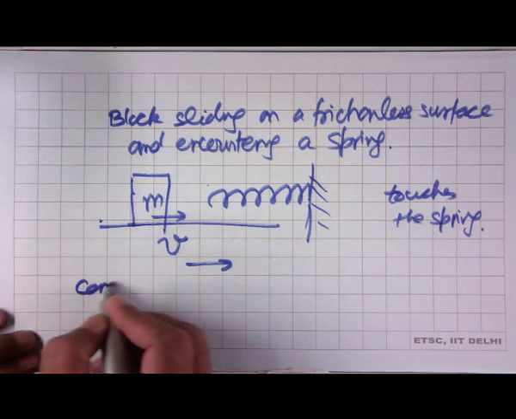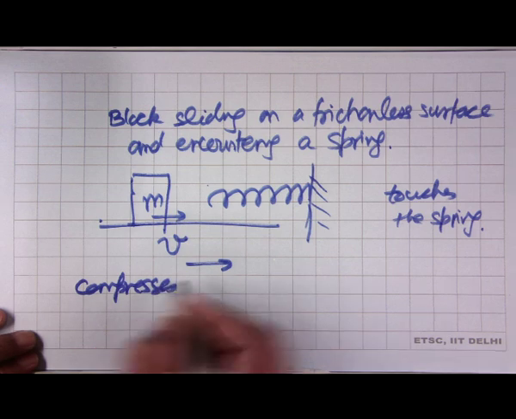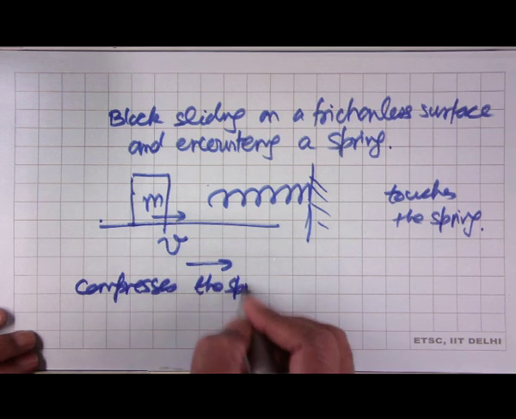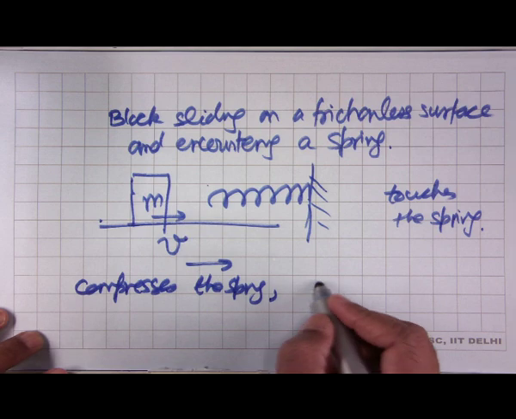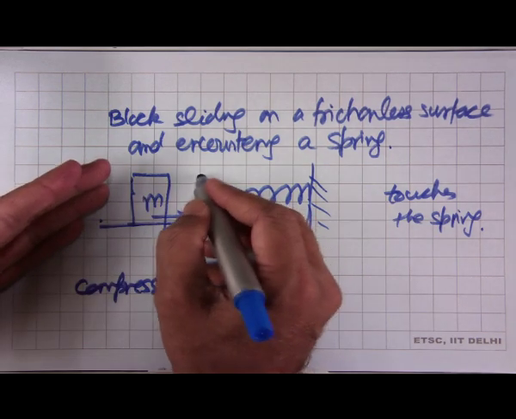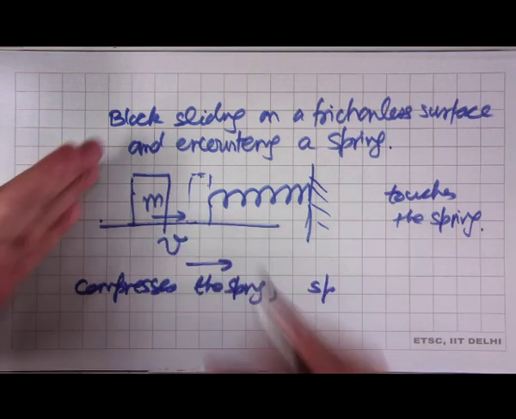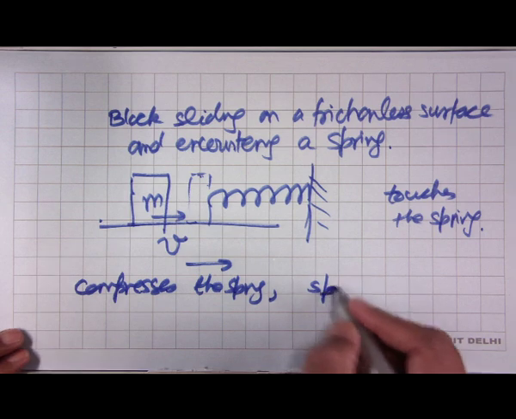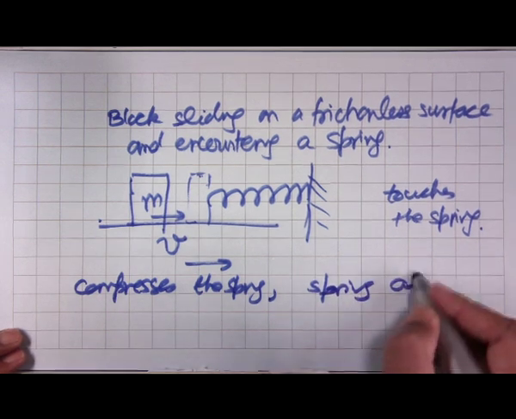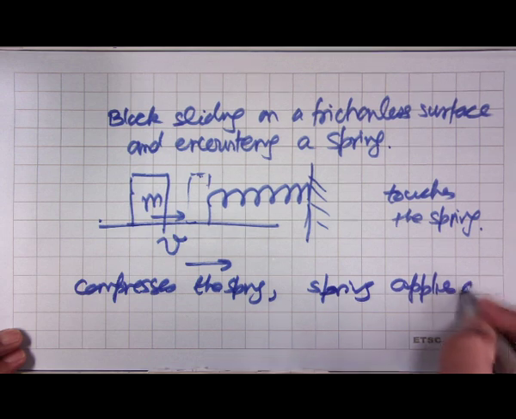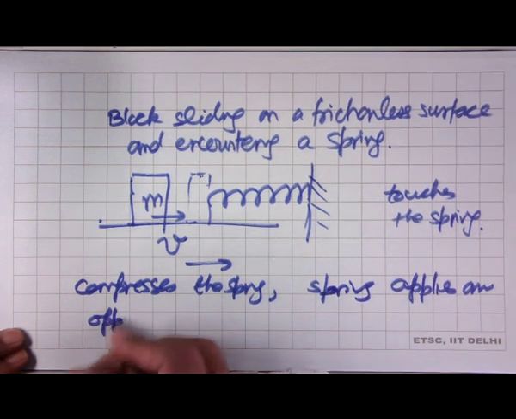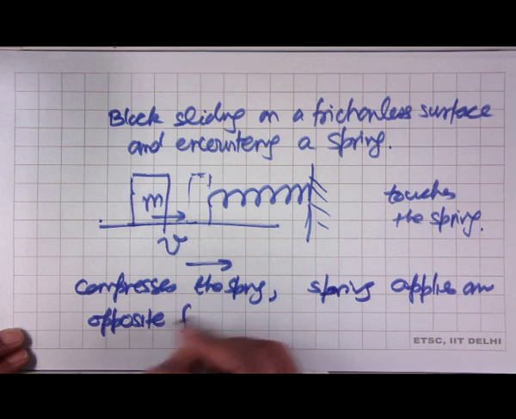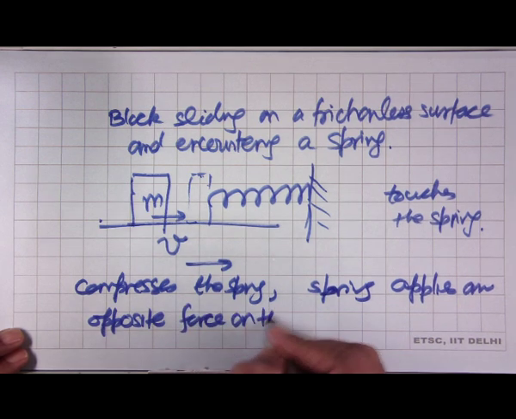Now when the block touches the spring, the block is moving forward, so this compresses the spring. What happens is once the block is in touch with the spring, it continues to move forward, but the spring applies an opposite force on the block.